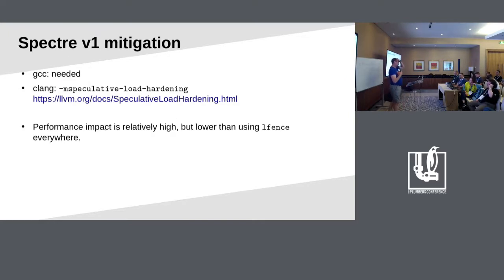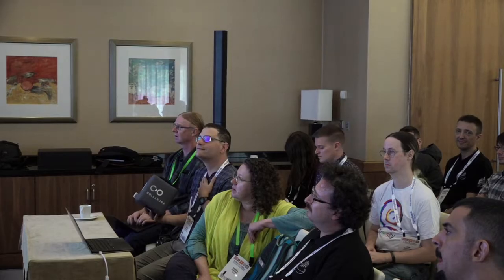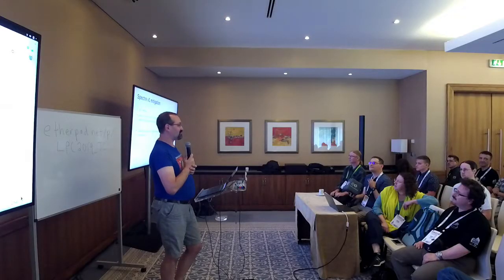Then there's Spectre v1 mitigation. In Clang, this exists as speculative load hardening. The performance impact is pretty high, but it's better than using LFENCE everywhere. And I think it's needed in GCC, but maybe I'm going to get corrected. Is it a heuristic that mostly works, or is it solid? My understanding is that it's solid, but that's why there's a large performance hit.